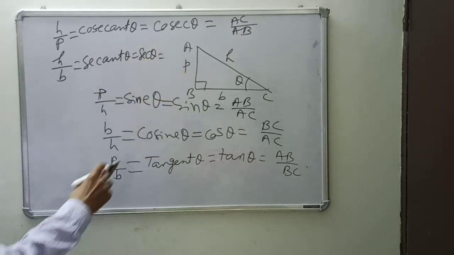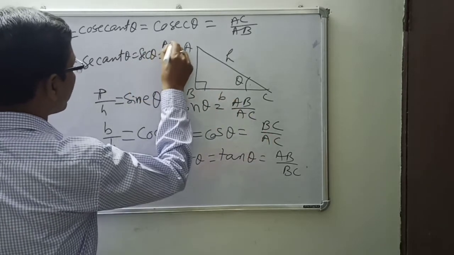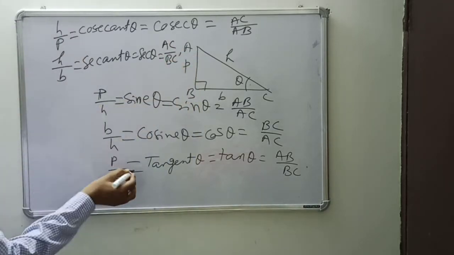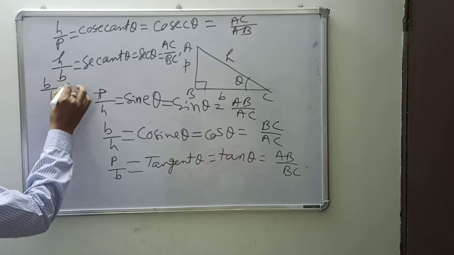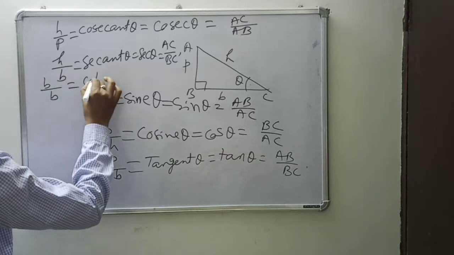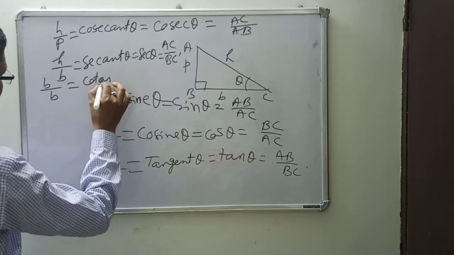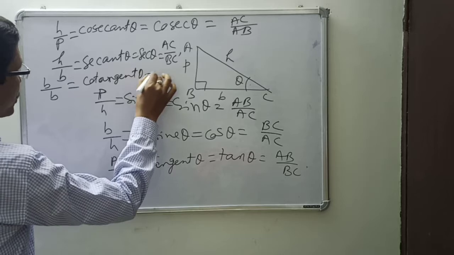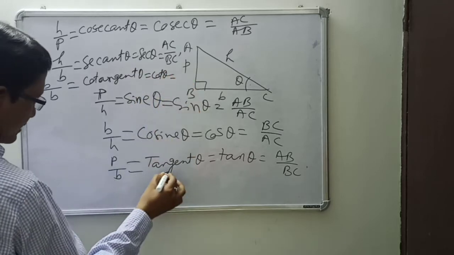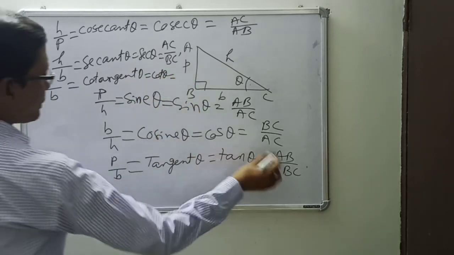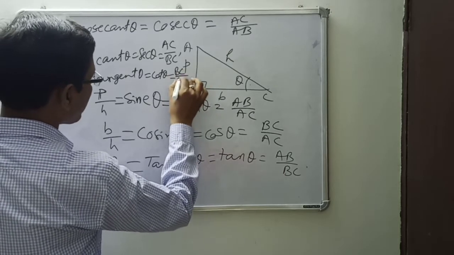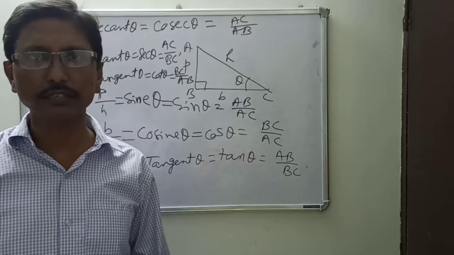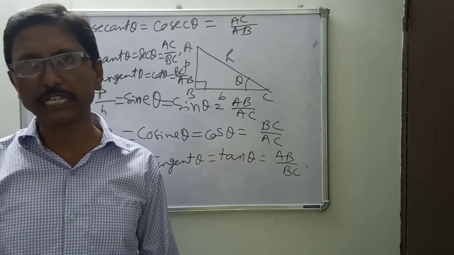So sec theta is equal to the reciprocal of that one, which means AC by BC. Similarly, P/B reciprocal will be B/P, that is the reciprocal of tangent, which is cotangent. In short we say cot theta, the reciprocal of tan theta, which for this figure is BC by AB. So these 6 ratios you have to remember.